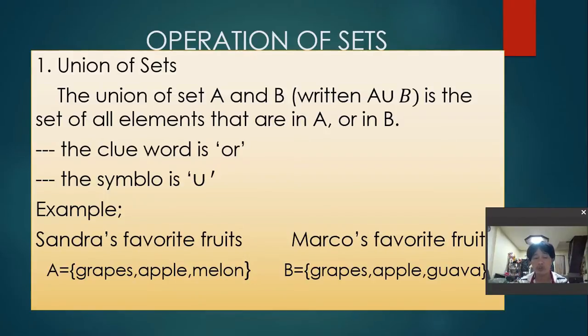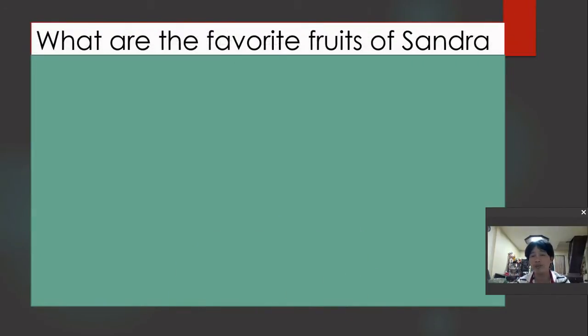Now, how are we going to find the union of Sandra's favorite fruits and Marco's favorite fruits? To find the union, it's just like asking, what are the favorite fruits of Sandra or Marco? Here is the question. So the clue word is or. In symbols, when we have the word or, the symbol is union. That's set A union set B.